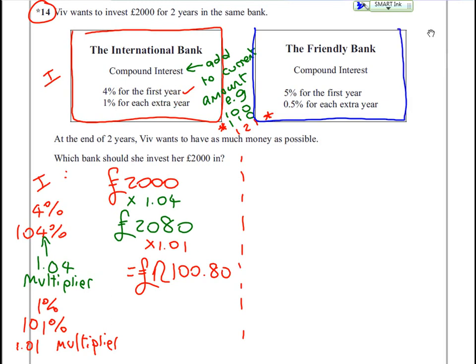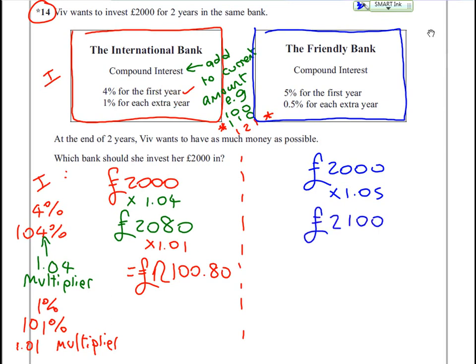Looking at the friendly bank, let's do this working out in blue. Again, it's compound interest. She starts with £2,000. She gets 5% for the first year. Hopefully you understand what I've done with the multiplier, and you can see we can just times by 1.05. So 2,000 times by 1.05, and you get 2,100. That's the first year.